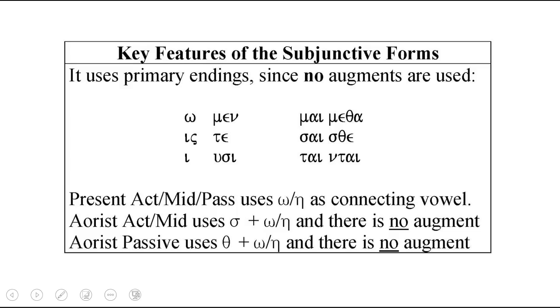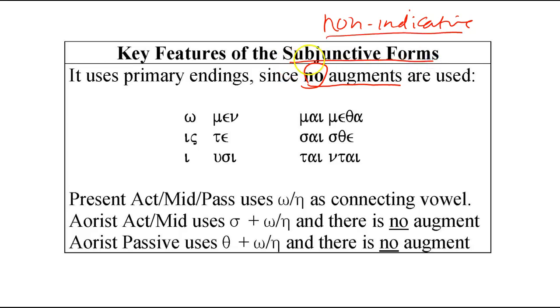Welcome to the module on the subjunctive mood. We moved away from participles as the first non-indicative mood that you've learned. Now this is the second non-indicative mood that you're going to learn. And like all non-indicative forms, one common element is that there are no augments in any of the tenses for the subjunctive. Besides having no augment, one key distinction for the subjunctive mood is the use of long connecting vowels.